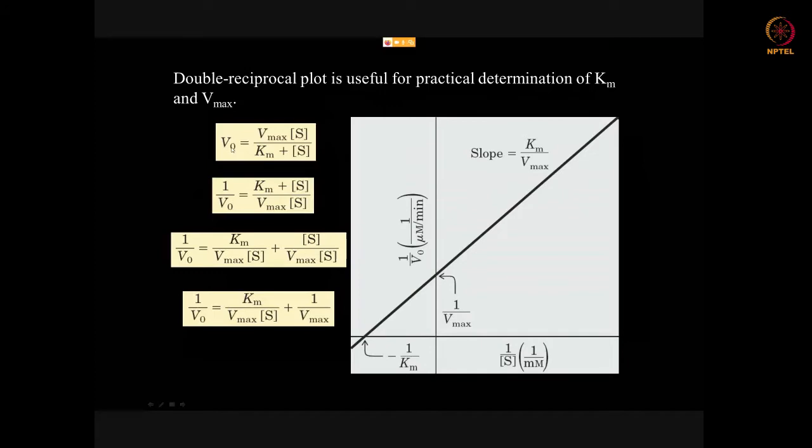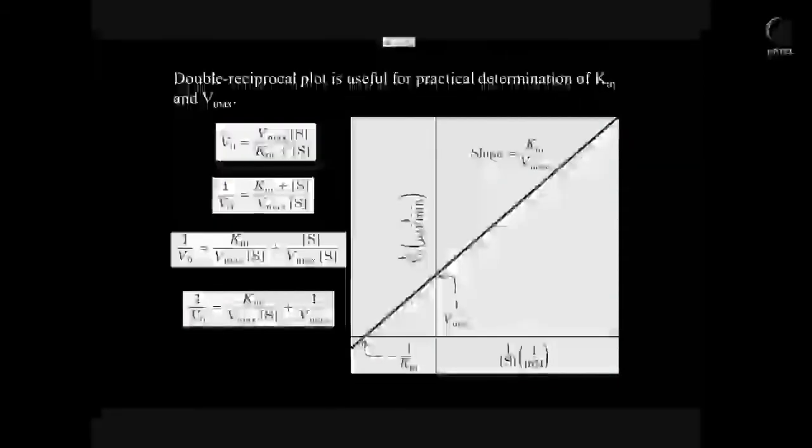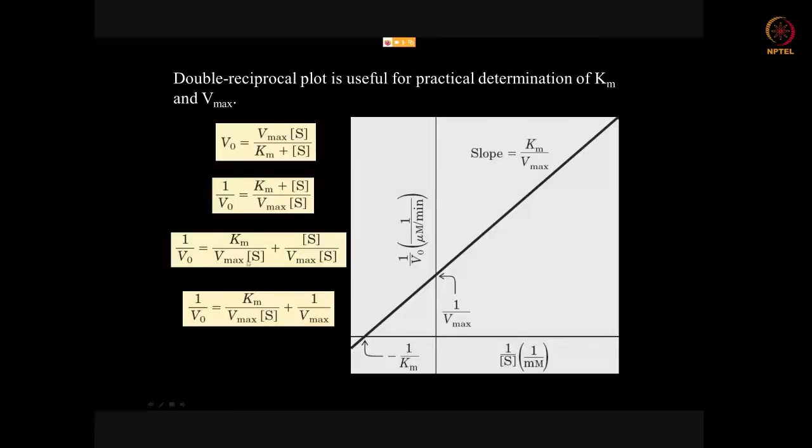So you take a reciprocal, so 1 by V0 will become Km plus S divided by Vmax. Now, if you split this up, it becomes Km by Vmax S plus S by this, so this cancels, then it becomes 1 by Vmax. So this becomes like the equation for a straight line, you know, y equals mx plus c.